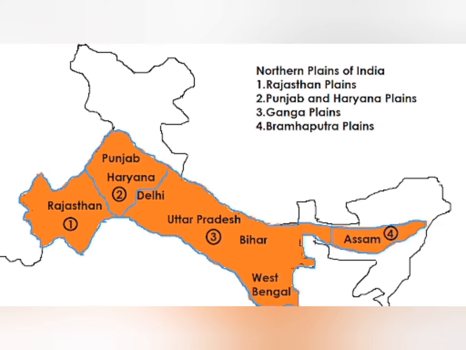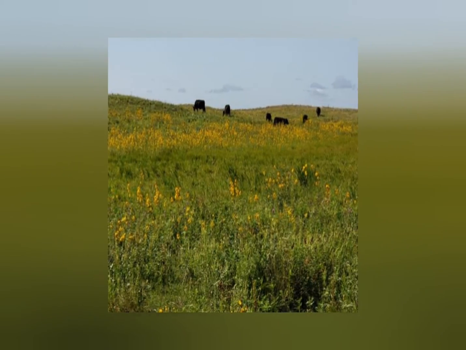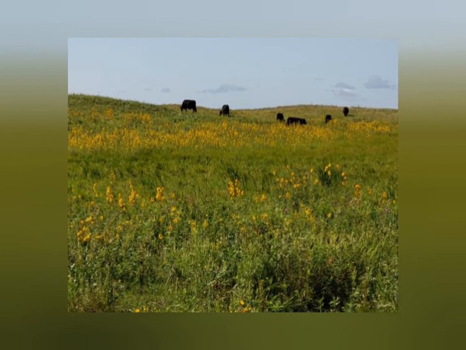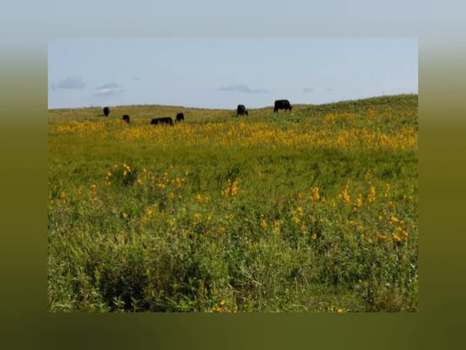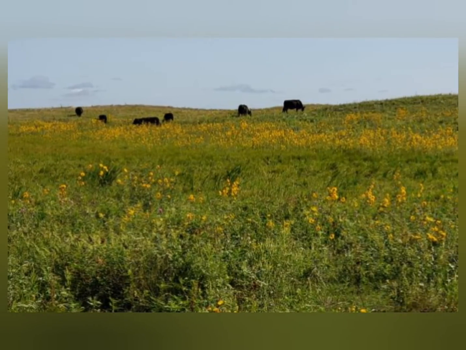The central part of the northern plains consists of the depositional regions of the rivers Ganga, Yamuna, as well as the tributaries of both Ganga and Yamuna. These are the central plains, which are highly fertile because of the alluvial soils carried down by the rivers and their tributaries, which occupy maximum parts of the Uttar Pradesh, Punjab and Haryana regions.